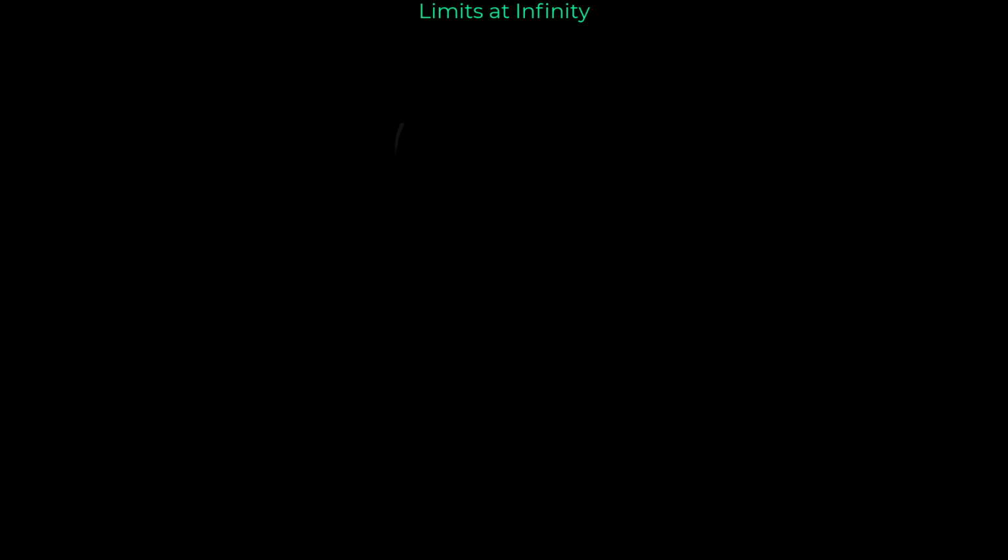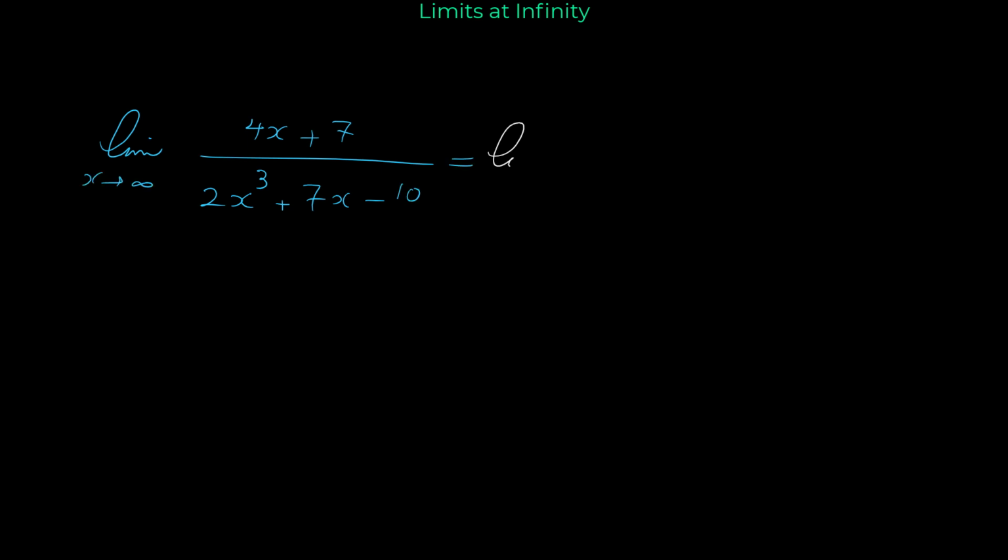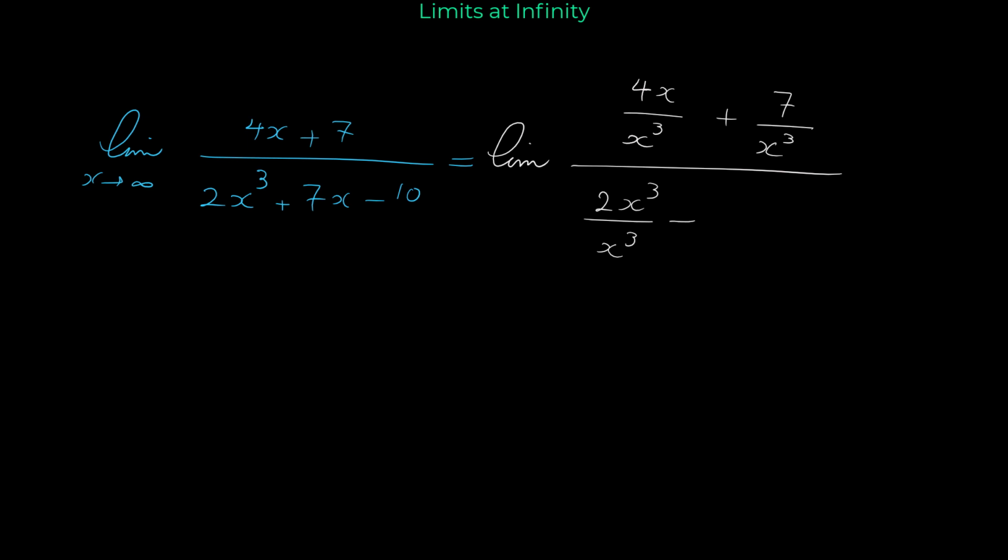Now look at the next example. What is the limit of 4x plus 7 over 2x to the 3 plus 7x minus 10 as x approaches infinity? Remember, divide every term in the numerator and every term in the denominator by the highest degree of denominator, which is x to the 3. So then we have 2x to the 3 over x to the 3 plus 7x over x to the 3 minus 10 over x to the 3 as x goes to infinity.